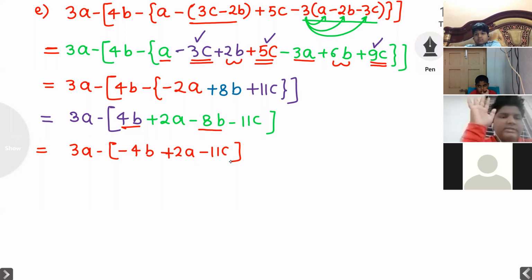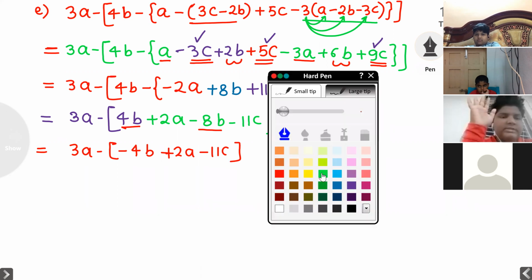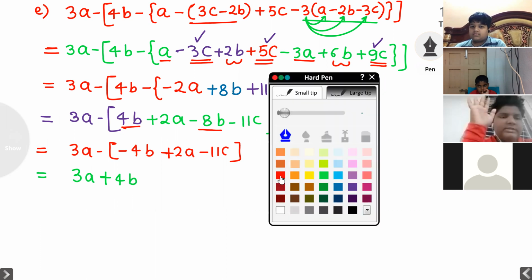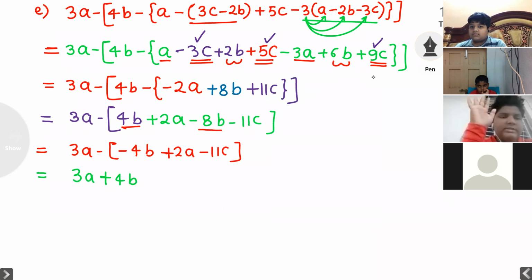Again, I have to open which bracket? Large bracket. Before bracket, what is there? Minus sign. It means all sign will change. 3A will be as it is, minus, I am going to change sign. Minus 4B will become plus 4B. Next, plus 2A will become minus 2A. Minus 11C will become plus 11C.